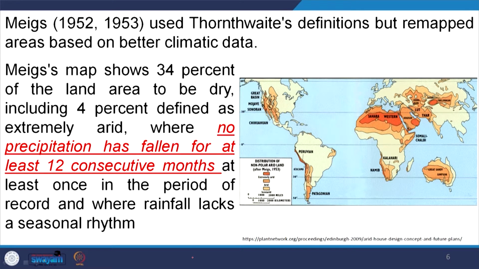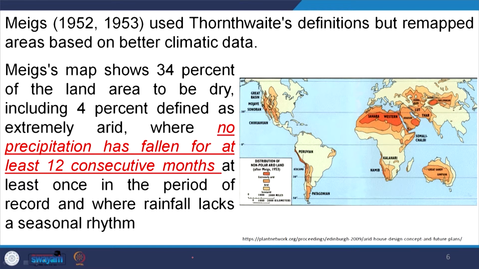Meigs in 1952 and 53 used the Thornthwaite classification or definition, but remapped the area based on better climatic data. His map shows 34% of the land area to be dry, including 4% defined as extremely arid, where no precipitation has fallen for at least 12 consecutive months, at least once in a period of record, and where rainfall lacks seasonal rhythm. So, he reclassified the Thornthwaite classification and found that 34% of the land area of the world is dry, including 4% defined as extremely arid.